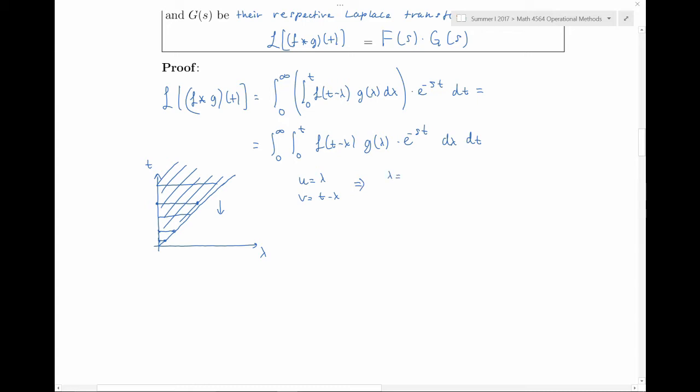So the old variables can be expressed in terms of the new variables this way. t is therefore becoming u plus v. The boundaries of the set I have here can be described as lambda equals 0 and lambda equals t, or t minus lambda equals 0. This changes the boundaries for my new set in my new coordinates u and v into u equals 0 and v equals 0. Therefore, in uv coordinates, I'll be integrating over that set.